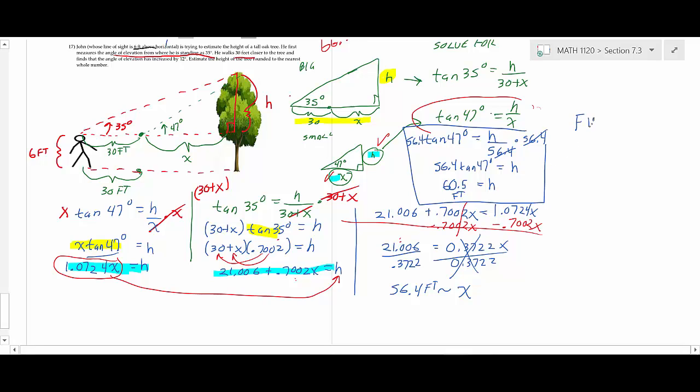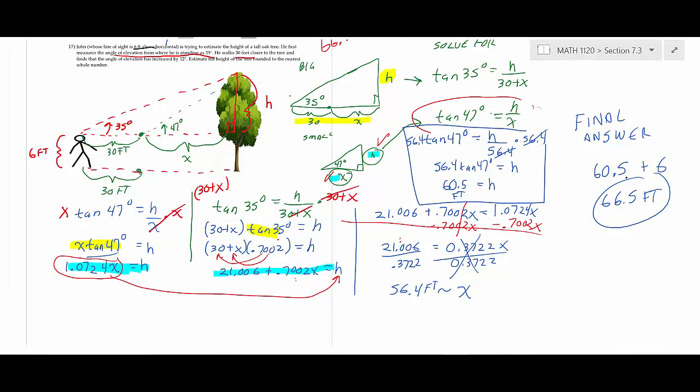So for your final answer, here's what you would do. You just got to take the, let's see, what did we get? 60.5 plus the guy's height. So you get 66.5 feet is how tall that tree is. All right, your other choice is just to climb up the tree with a tape measure. But the mathematical way is a little cleaner, isn't it?